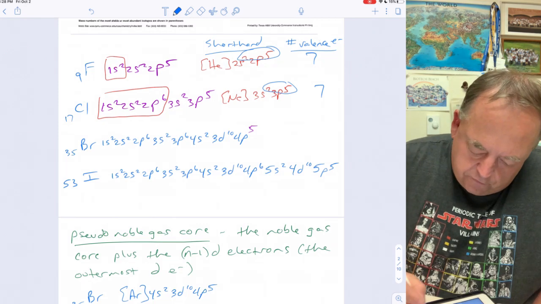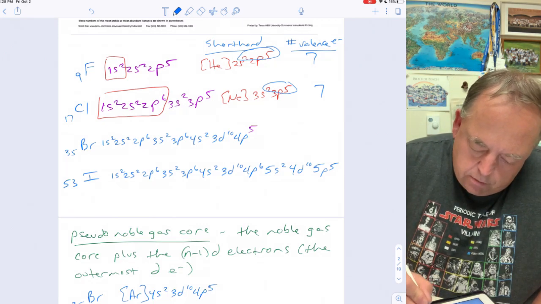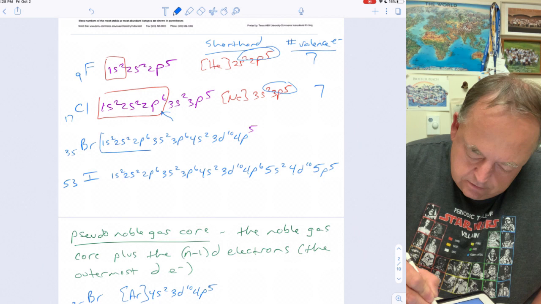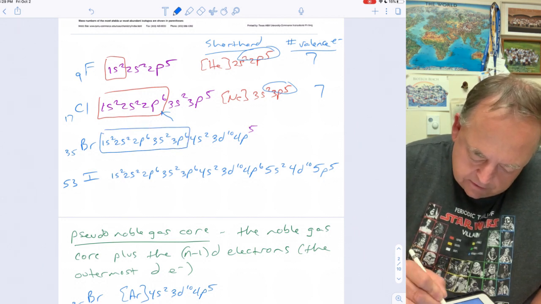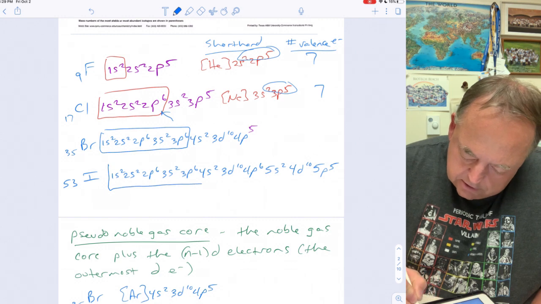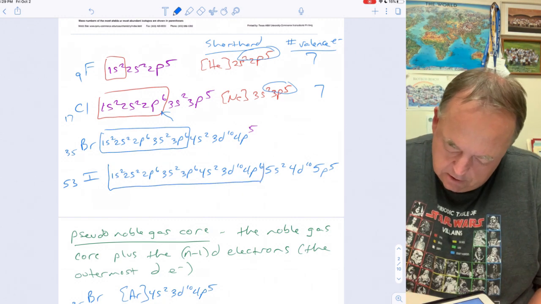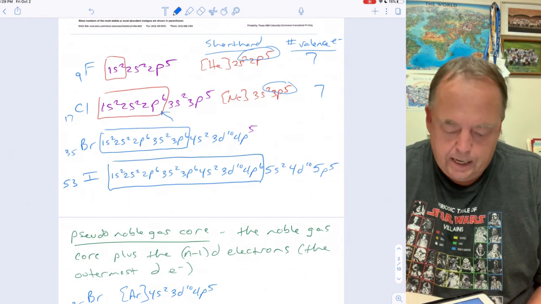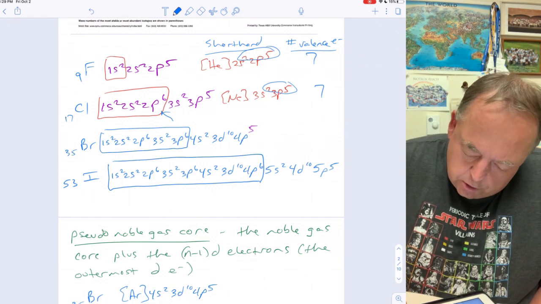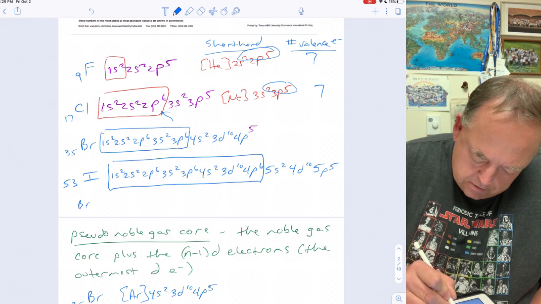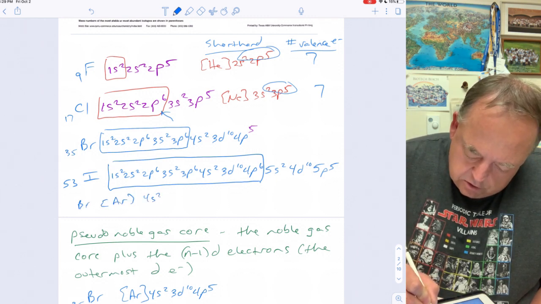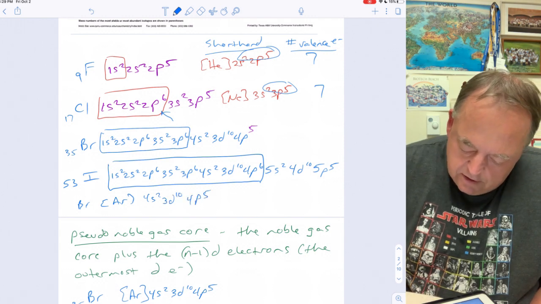Okay, so for bromine, the noble gases in p6, with the exception of helium, so then that would be the noble gas in bromine. So 4p6, and then 5p6, or 4p6, right? That would be the noble gas in iodine. So shorthand notation for bromine would be argon, and then 4s2, 3d10, 4p5.